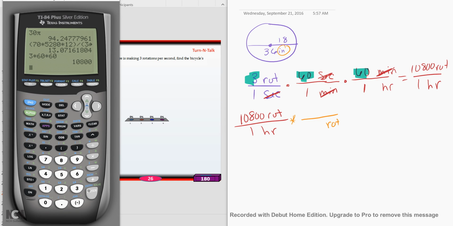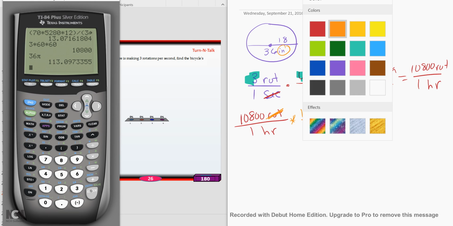Well, the first thing I'm going to be able to go to is inches. So if I calculate my circumference, which is 36 pi, I get about 113.1. We'll say my circumference is going to be 113.1 inches, which is 1 rotation. So 1 rotation is worth 113.1 inches. And now rotation is gone. But I don't want inches per hour. I need to get to miles per hour.